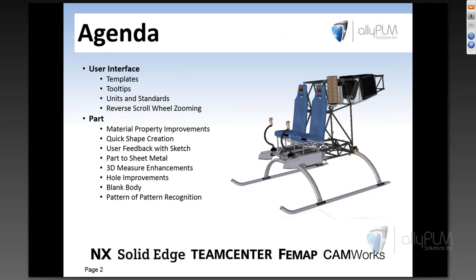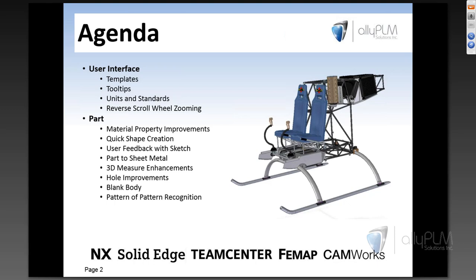For today's agenda, we're taking a look at what's new in the user interface, as well as the part environment. For the user interface, we're going to look at the new template options. For new users or someone who likes more information on commands that you're using, we're going to take a look at some enhanced tooltips. We'll also take a look at some changes to the units, and also an option to reverse how our scroll wheel zooms.